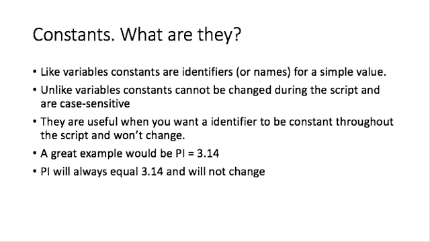Pi is always 3.14. So if you make pi a constant and you use it in an equation or a set of equations, it will always be 3.14 no matter what throughout the script, because pi is always 3.14.